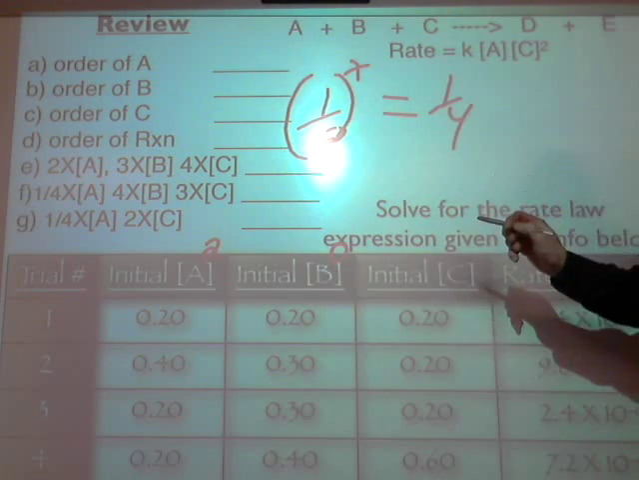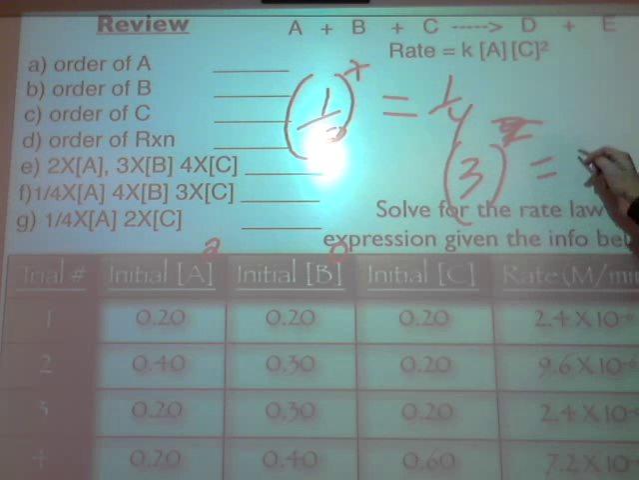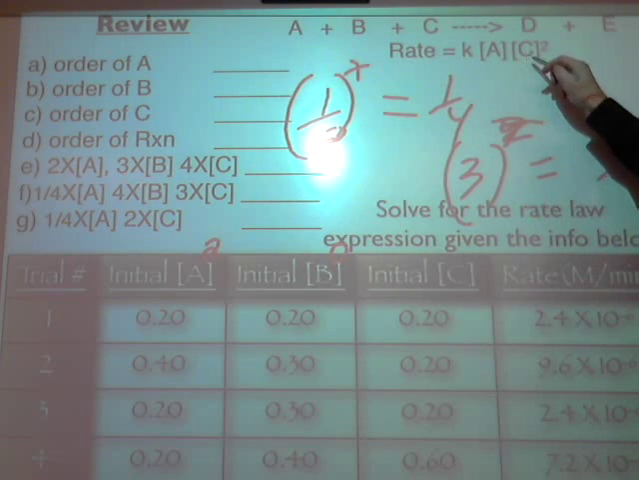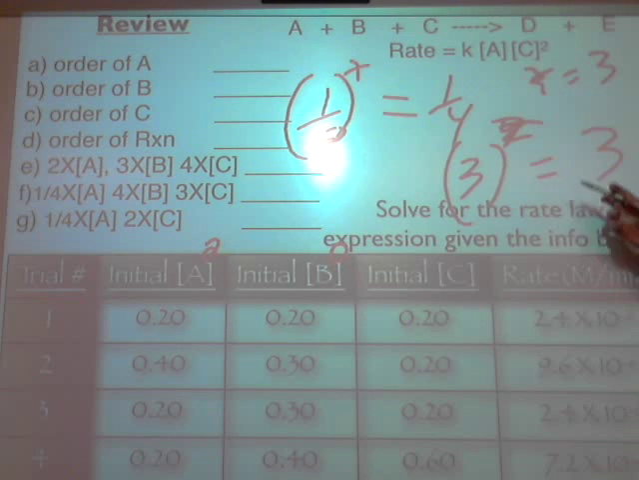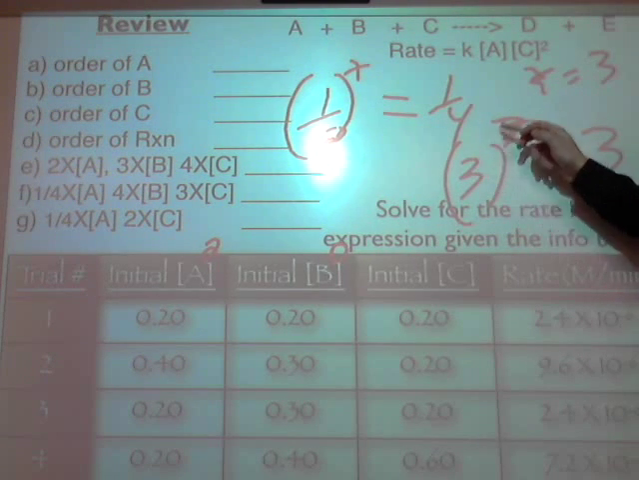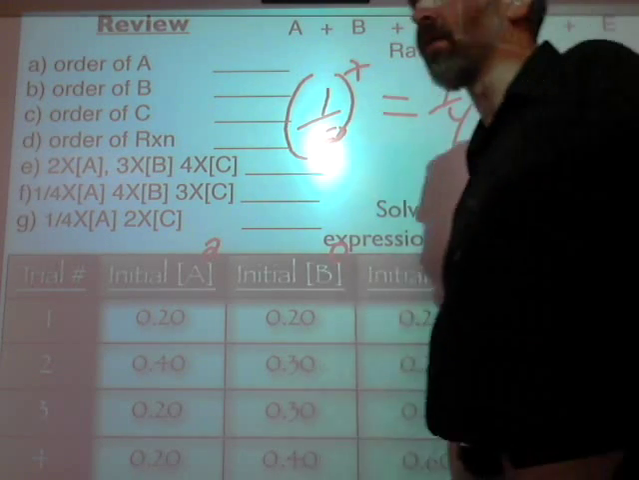So I love this. My favorite. 3 raised to the y, or whatever it is, z power equals 3. Therefore, z equals 3. Z does not equal 3. What does z equal? 1. Just because it tripled doesn't mean it's third order. If it was third order, it would be 3 times 3 times 3. It would have changed by 27. Okay, it did not change by a factor of 27.